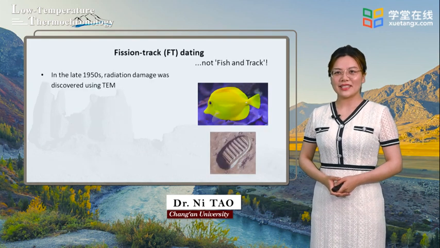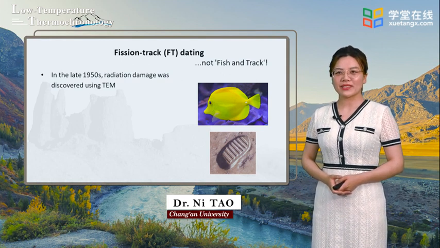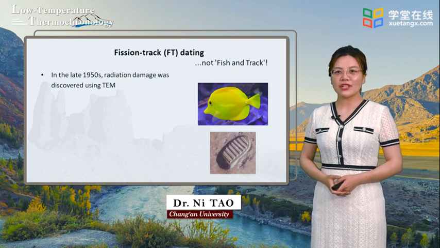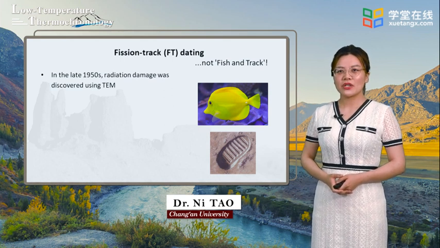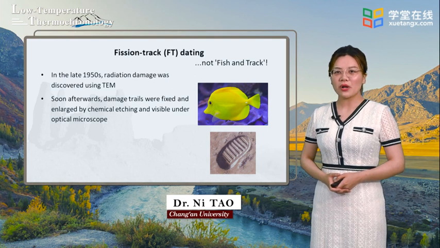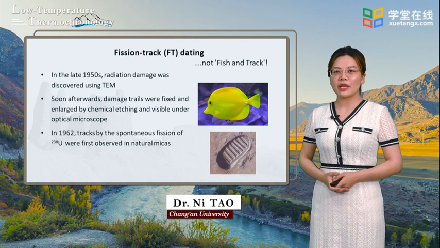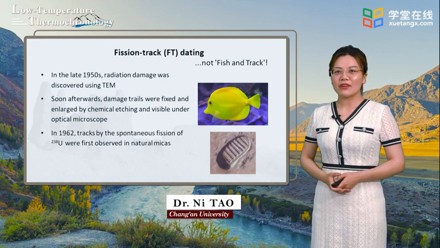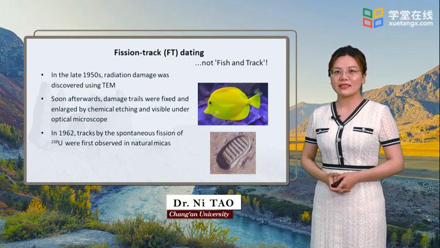In the late 1950s, using transmission electron microscopy, TEM for short, it was discovered that heavy charged particles passing through insulating materials can leave trails of radiation damage. Soon afterwards, damage trails were demonstrated to be fixed and enlarged by a simple process of chemical etching, which made them visible under an ordinary microscope. This discovery led to the development of fission track, or FT for short, dating.